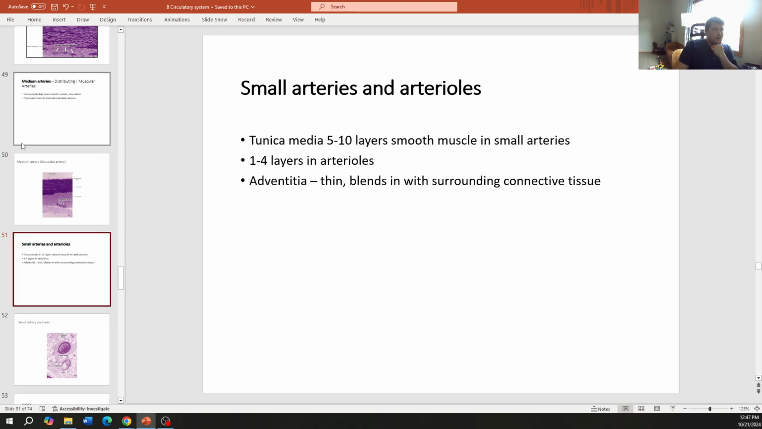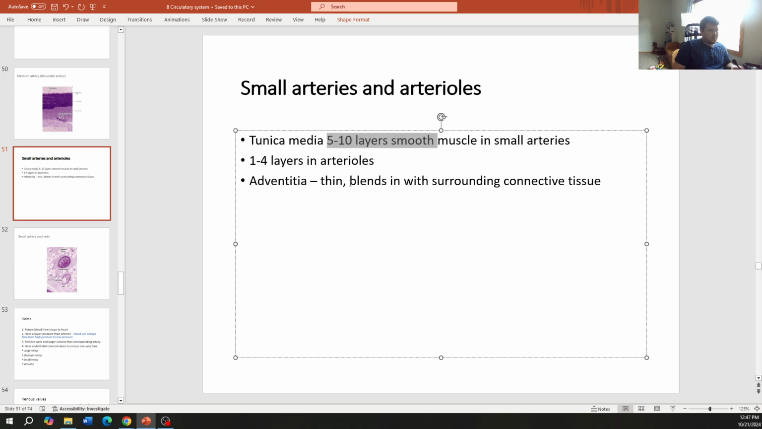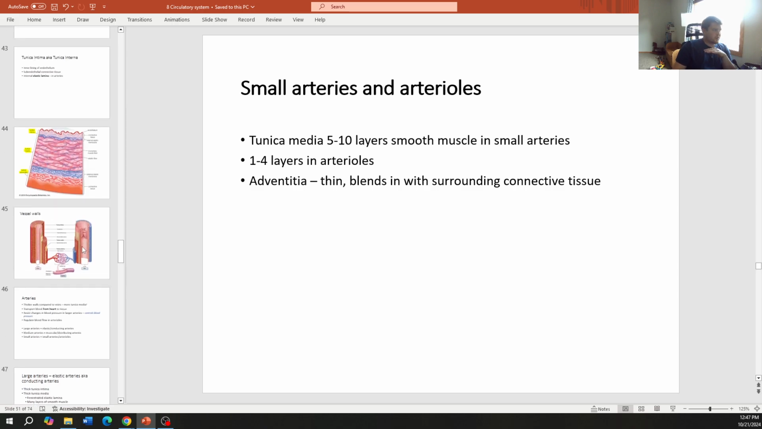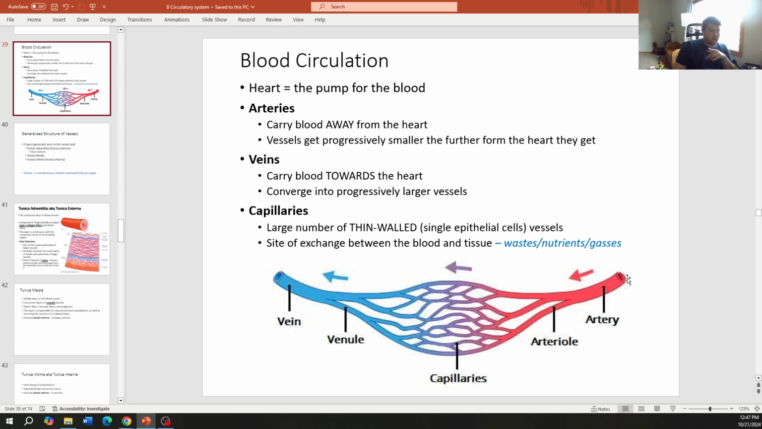And then we have our small arteries and arterioles. The tunica media in small arteries is 5 to 10 layers of smooth muscle, 1 to 4 layers in arterioles. So the order that we see in size is we go from large artery, medium artery, small artery, arteriole, then to capillaries. Then on the venous side, venule, small veins, medium veins, large veins.